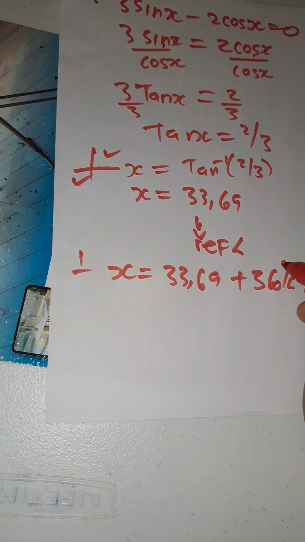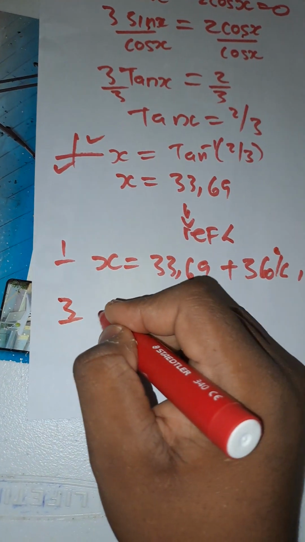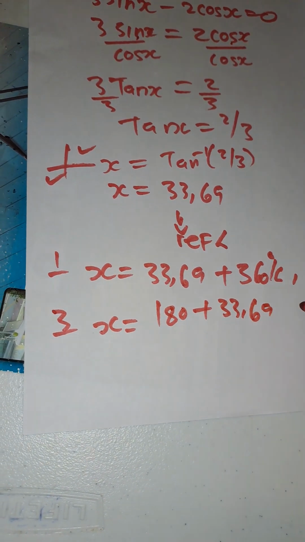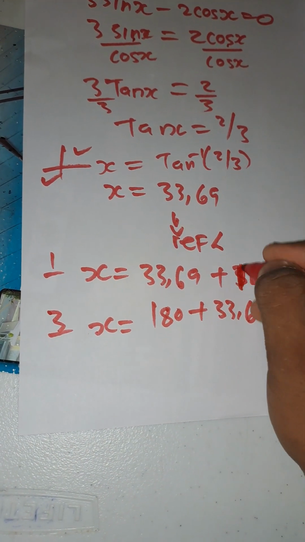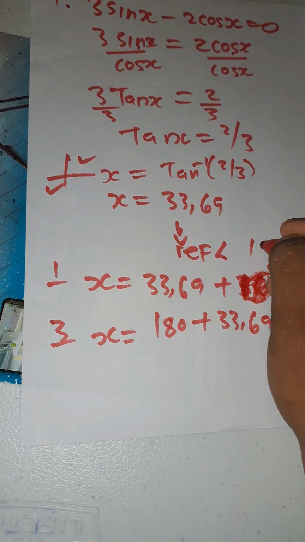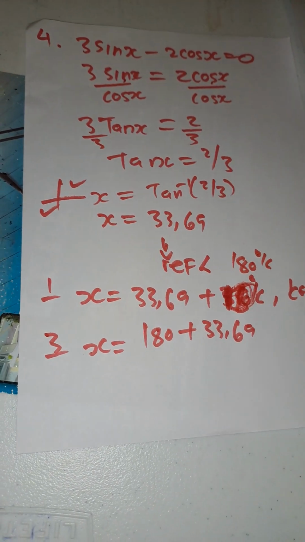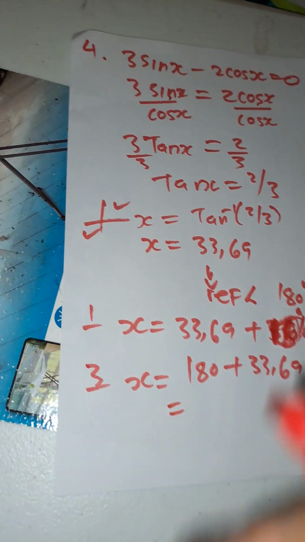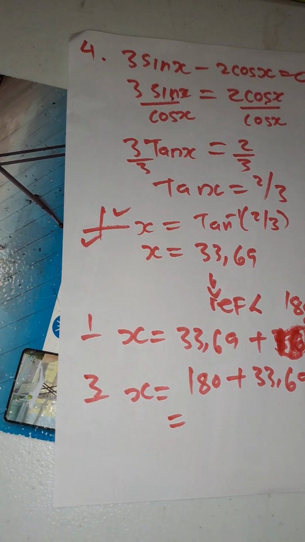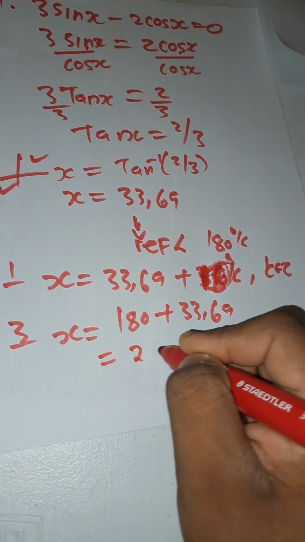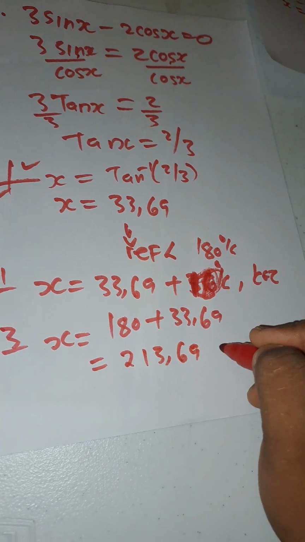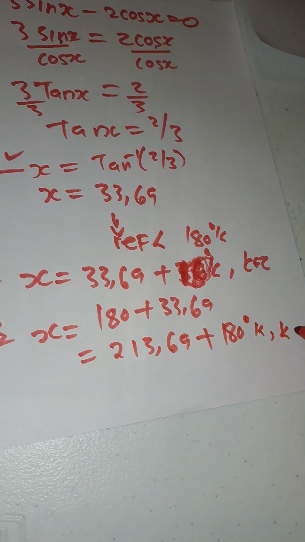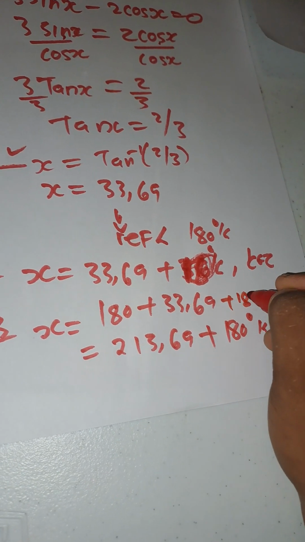And then in the third quadrant, x is equal to 180 plus 33,69. Wait, I made a mistake. It should be 180 degrees k, because the period of tan is 180. So 180 plus 33,69 plus 180k, there I get 213,69 plus 180 degrees k, k an element of integers.